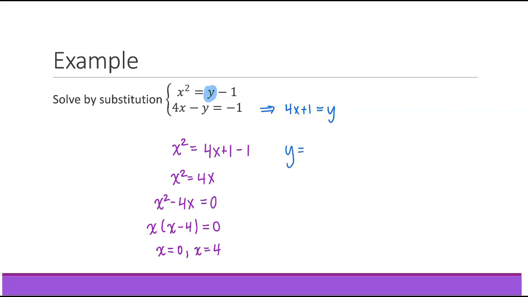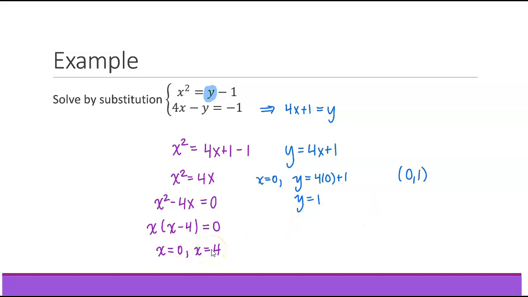So if y is equal to 4x plus 1, then when x is equal to 0, y is equal to 4 times 0 plus 1. So y is equal to 1. So I have my coordinate point now, right? One of my points of intersection is (0, 1). I'm going to express my answer as a coordinate point.